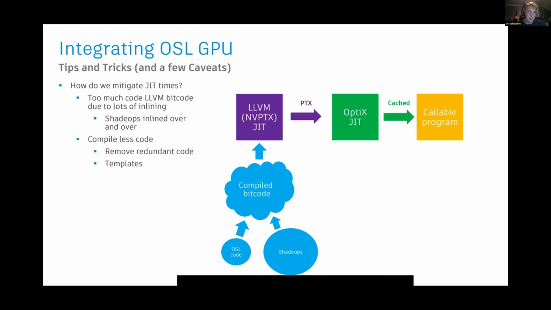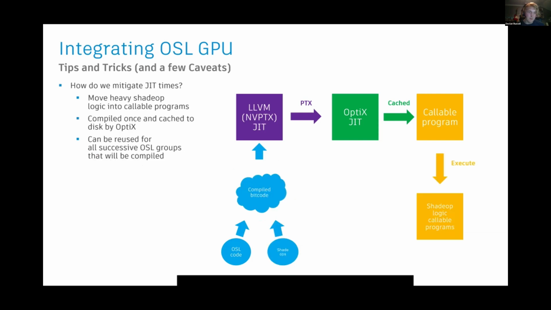So how do we do this? Well, the problem is that we have too much LLVM bitcode. Some of this is coming from the OSL code that your user is providing to the renderer, but most of it is coming from shading ops, which are being inlined over and over again, and you're just producing huge amounts of code. So how do we solve this? Well, the simple answer is we want to compile less code. You can do some simple stuff like reduce any redundant code you may have written, or try to reduce the amount of templates you're using, which generate a lot of code.